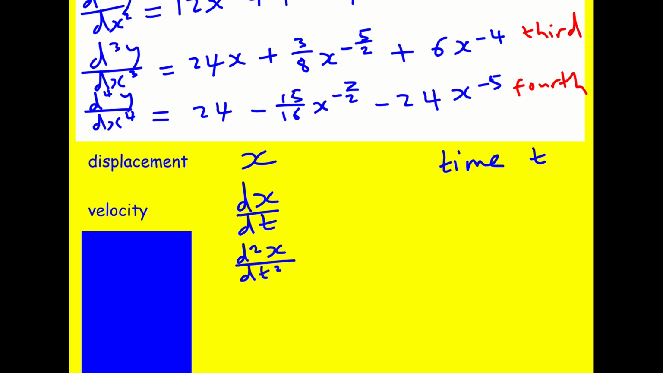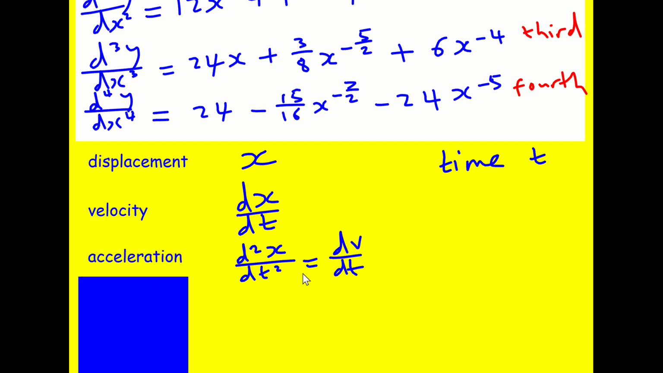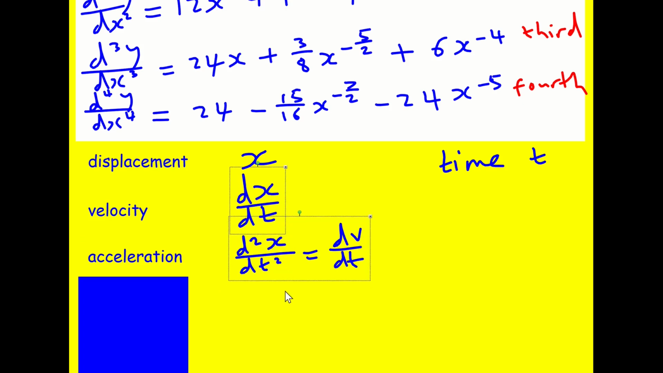Which, by the way, is the first derivative of the velocity. They're the same thing. This is the second derivative of the displacement with respect to time, but it is actually the first derivative of the velocity with respect to time, i.e. how is the velocity changing with respect to time? And the answer is, it's the acceleration. So the second derivative has, in many cases, a physical meaning.